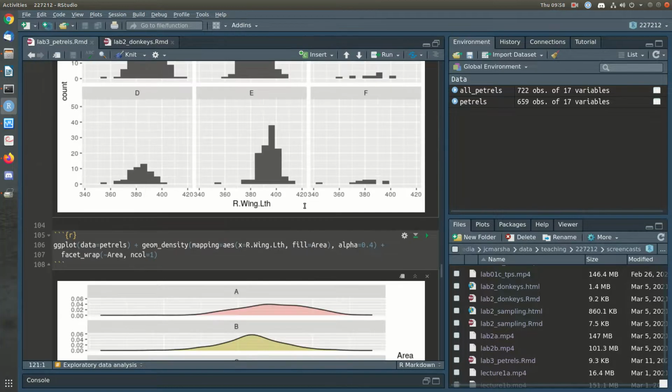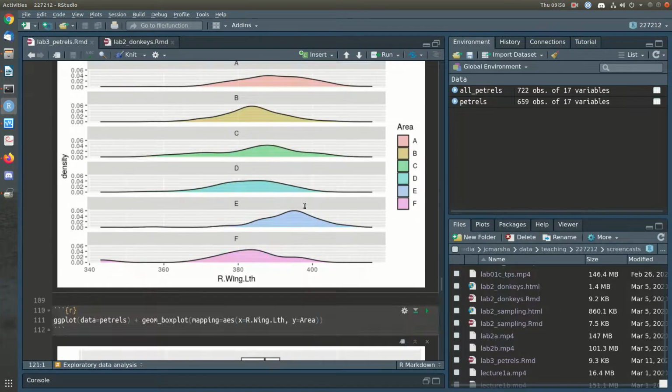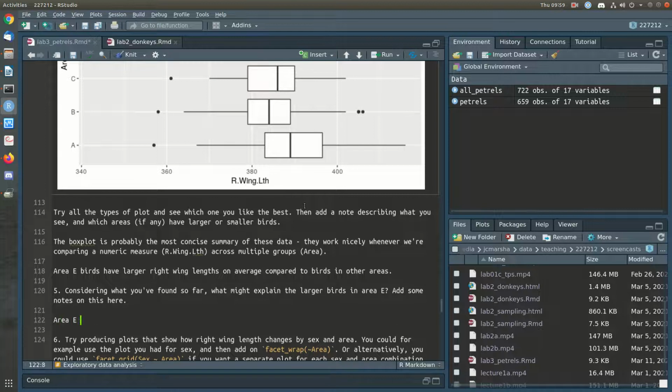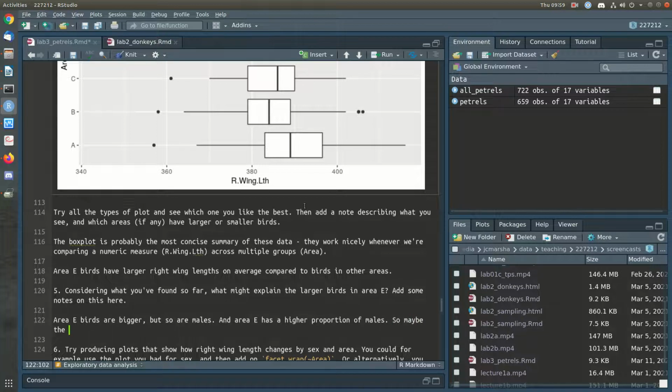Right? So this is getting you into the mindset of thinking about what might be going on here. Is the effect that I see between the two variables, right wing length and area, actually being influenced by some other variable that I have? So is there some confounding there? Okay, so area E birds are bigger, but so are males. And area E has a higher proportion of males. So maybe the larger birds in area E are just because we have more males there.